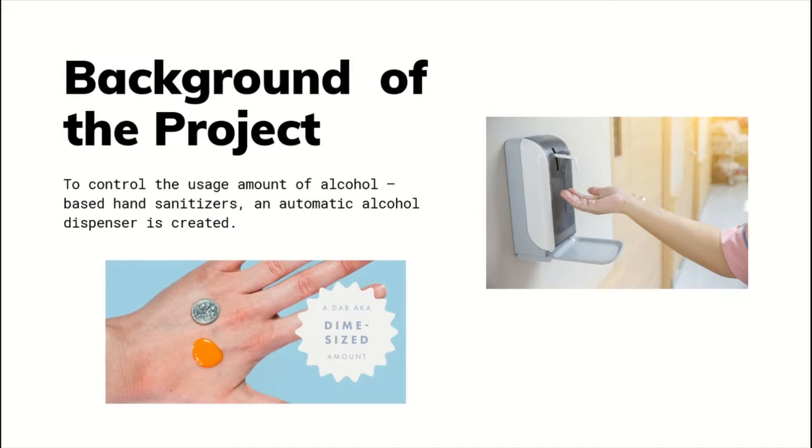According to Infection Control Today, when using an alcohol-based hand rub sanitizer, apply a dime-sized amount of product into the palm of one hand and rub hands together. To control the usage of alcohol-based hand sanitizers, an automatic alcohol dispenser was created. It is a device that controls the amount of alcohol used. This device helps conserve the amount of alcohol, stem infectious disease transmission, and eliminates common contact points.